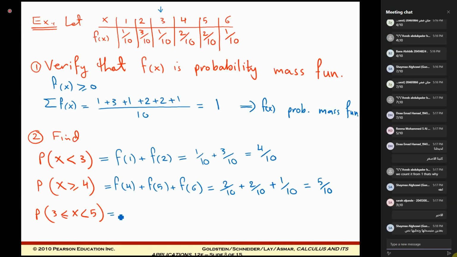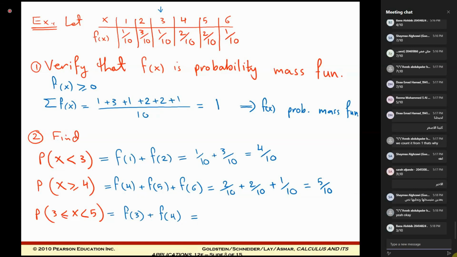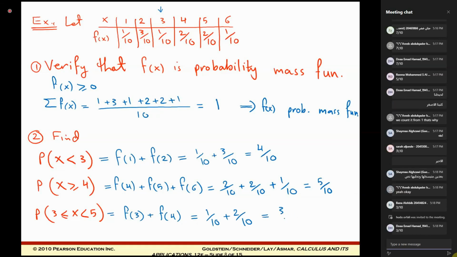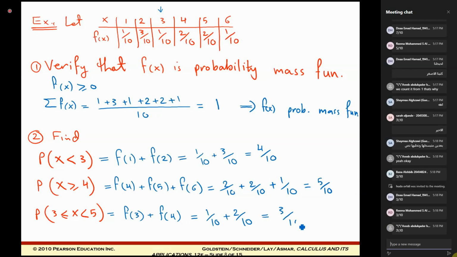Last one, we have x between 3 and less than 5. So we have f3 plus f4 only, 5 not included. So we have 1 over 10 plus 2 over 10. So we have 3 over 10. Okay. Any question?